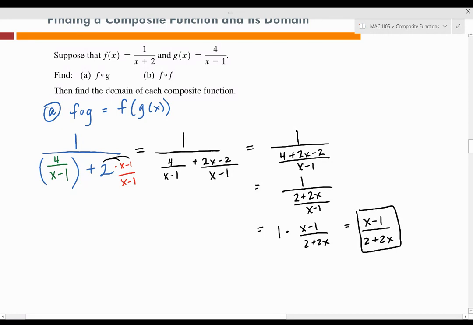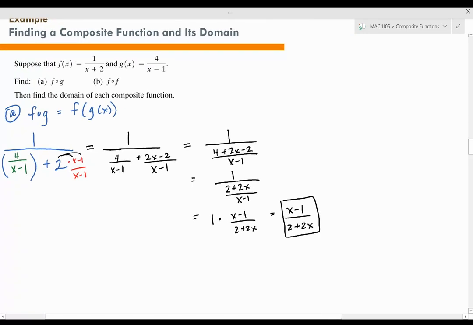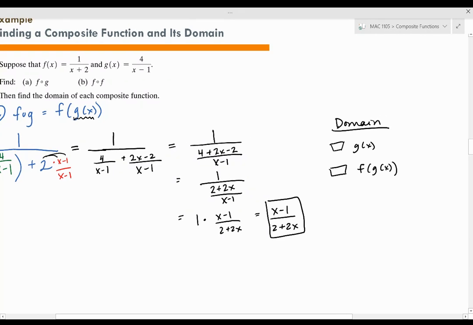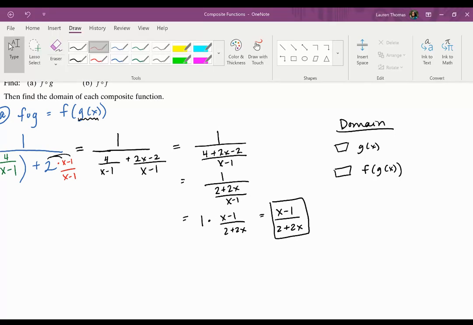All right. So not only did they want me to find the function, they also wanted me to find the domain. Okay, so we're going to do this over here. So we need to find the domain. We're going to think about them like filters. The first function that acts as our filter is going to be g of x, because g of x is our inside function. The second filter is our composite function, which was f composed with g.